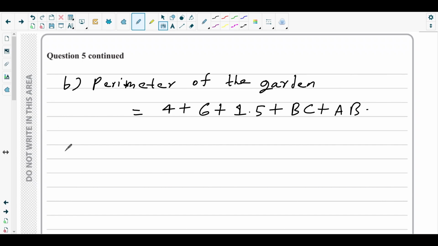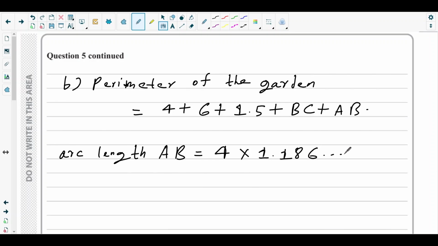So let's find the arc length AB. Arc length equals radius times theta. The radius is 4 and theta is 1.186 something radians, the actual value we got in part A, saved in my calculator. So answer times 4 gives the exact value 4.7474612 meters. So we got the arc length.